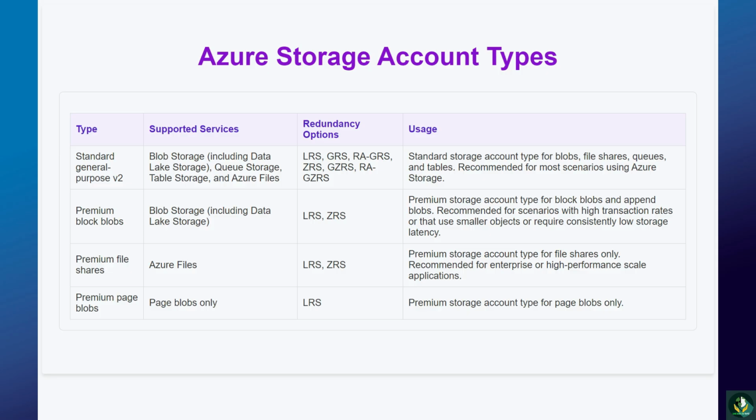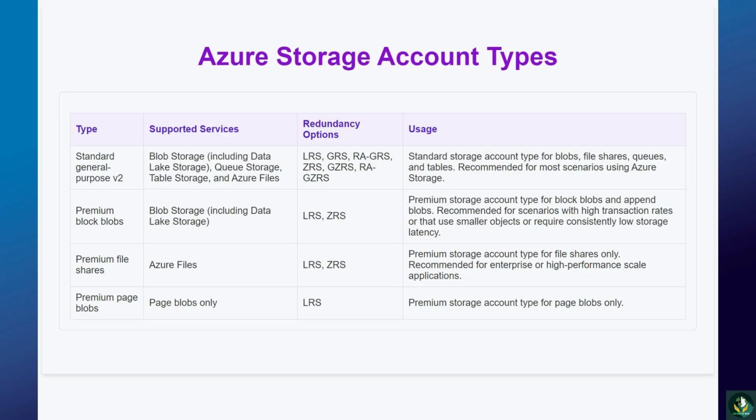When selecting a storage account type, consider factors such as the type of data you're storing, how frequently you'll access it, the performance requirements of your application, and your budget. The redundancy options available for each account type also play a crucial role in ensuring data durability and availability. Remember, while premium accounts offer higher performance, they also come at a higher cost. It's essential to balance your performance needs with your budget constraints.